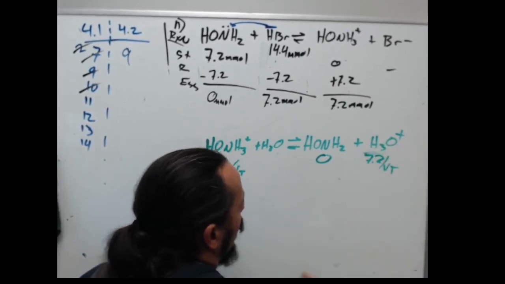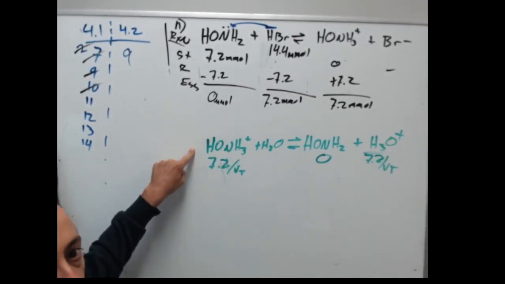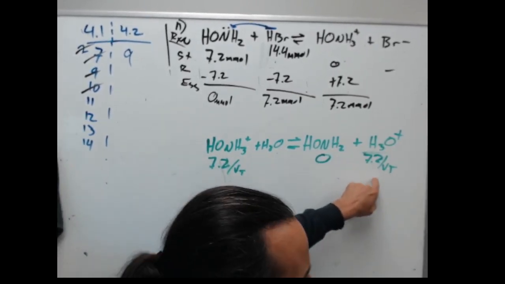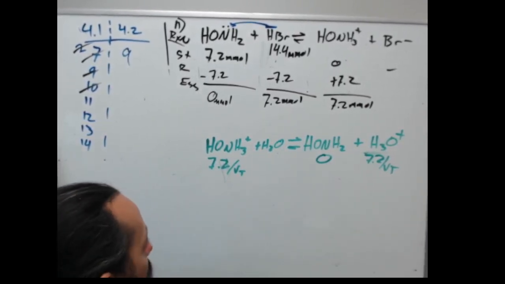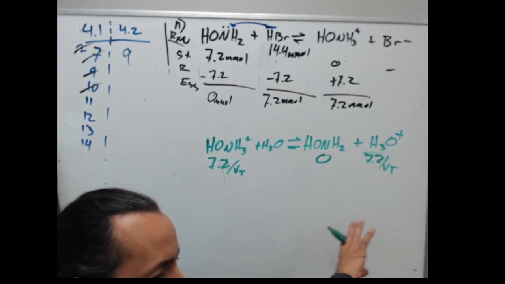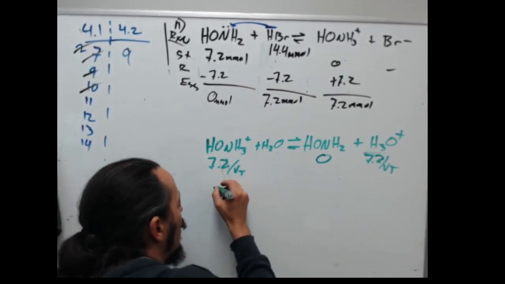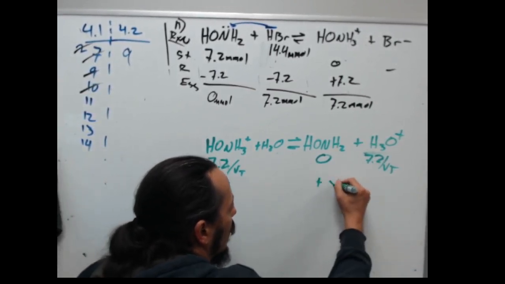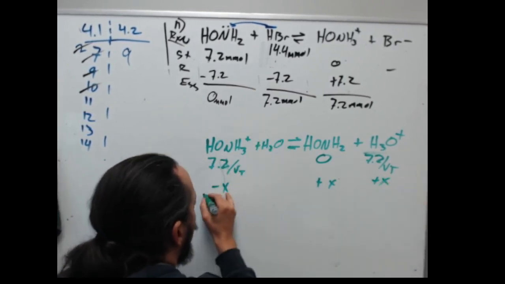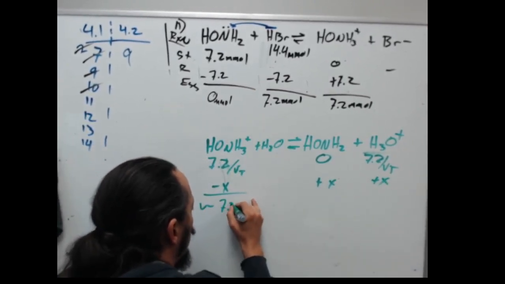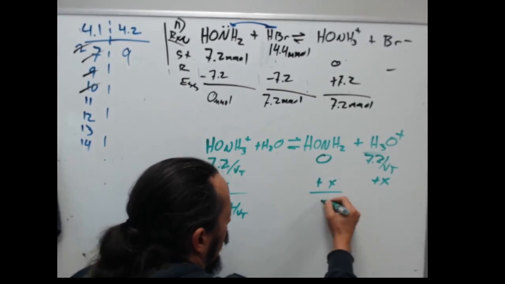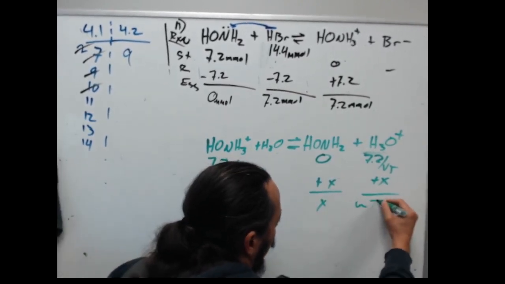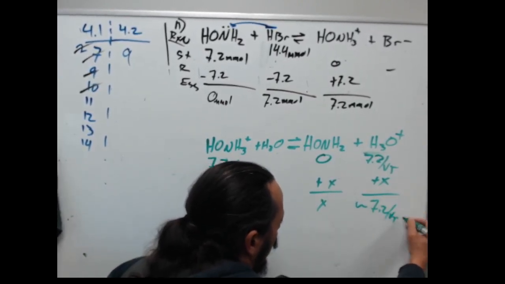7.2 divided by volume total. Great. I've got my conjugate acid. I've got my excess acid. And then I've got my 0, so I know it has to go towards the products for the equilibrium I have set up. Minus x, plus x, plus x. Approximately 7.2 divided by volume total. X. And approximately 7.2 divided by volume total.